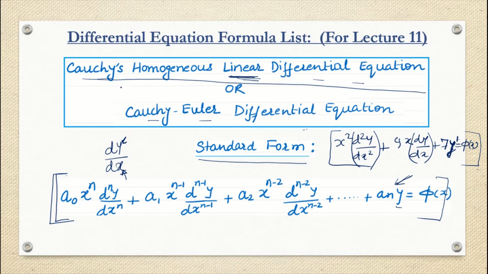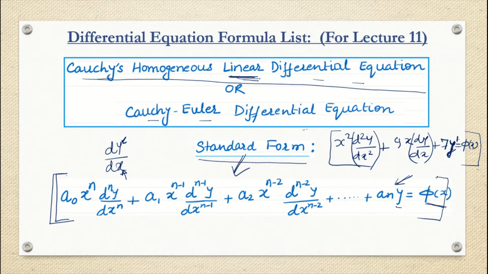Now we are coming to Cauchy's homogeneous, this complete form. This complete thing is the standard form of the Cauchy homogeneous linear differential equation. Something special we can see here is a naught x to the power n d n y by dx n plus a1 x to the power n minus 1 d n minus 1 y by dx n minus 1, and so on, till plus an y equals phi x. Phi x is nothing but some function with respect to x.